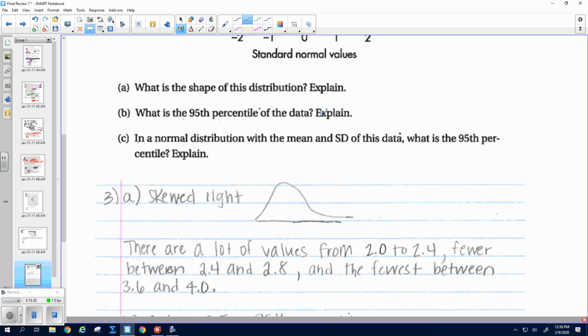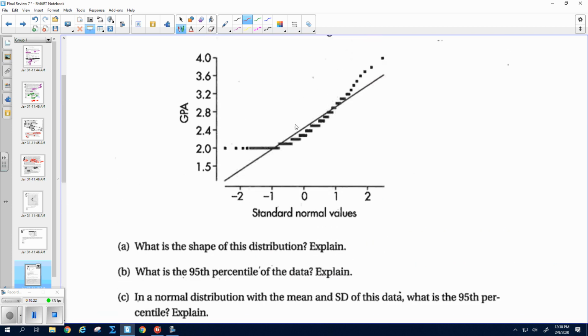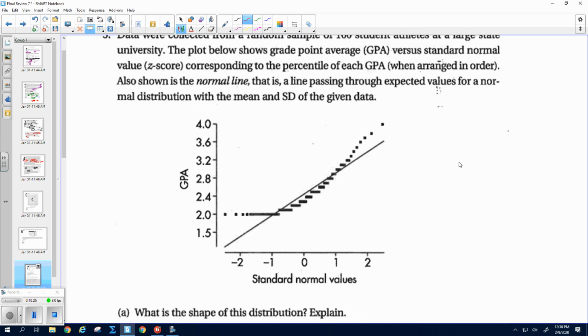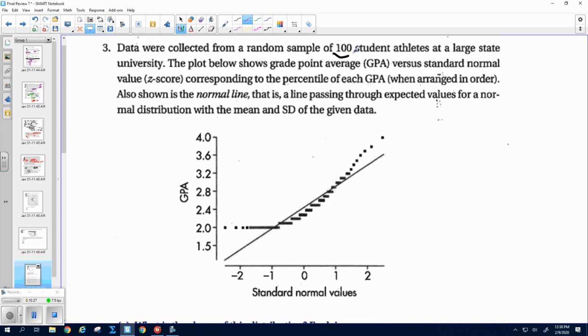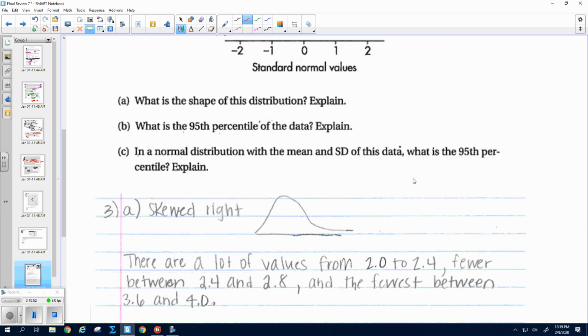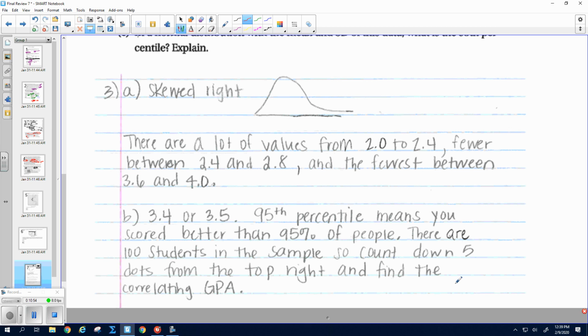Okay, what is the 95th percentile of the data? And explain what that would mean. So this one, you kind of have to think a little bit, but there is a random sample of 100 students, and percentile means that you scored better than 95% of the students. So if you scored better than 95%, you can count down 1, 2, 3, 4. Here's that 5th student, and scroll over to see kind of what that GPA would be. So this student was better than 95% of the students. And so that's about a 3.4 or 3.5 GPA.